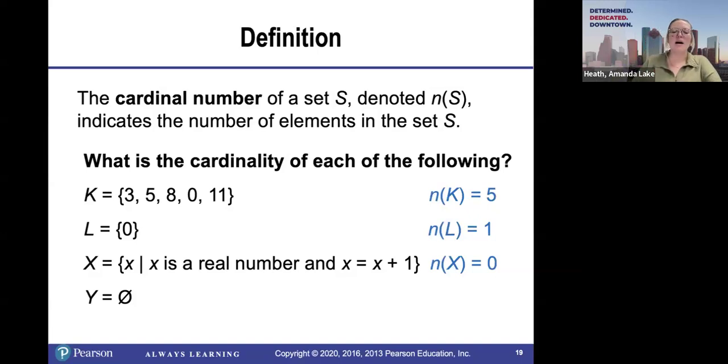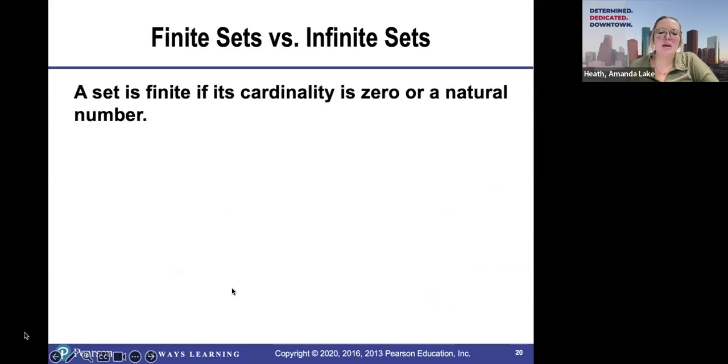And then lastly, Y, we use this kind of a circle with a slash through it to indicate the empty set. So that means that it is the set with nothing in it, and it also has a cardinality of 0. We have finite sets versus infinite sets. So a set is finite if its cardinality is 0, so the empty set, or a natural number. So we could pair some natural number to describe the cardinality of the set.